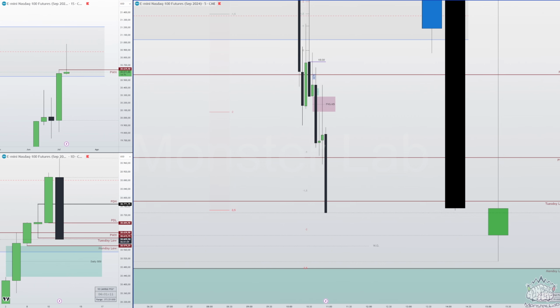You don't take the initial moves? No problem, bro. Patience. You need patience. My first entry, take partials, break even. I take another entry. Dancing with Nasdaq, I take my trades below the 30 minutes open.